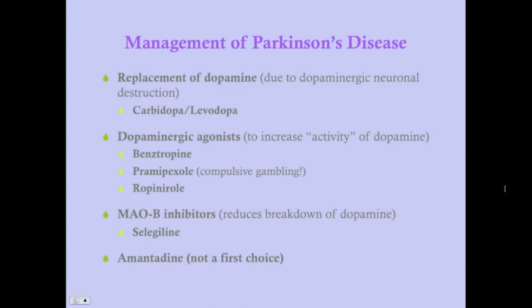Amantadine can also be given as adjunctive therapy. It's definitely not a first choice. Amantadine is an antiviral, but it's very commonly given in Parkinson's disease.